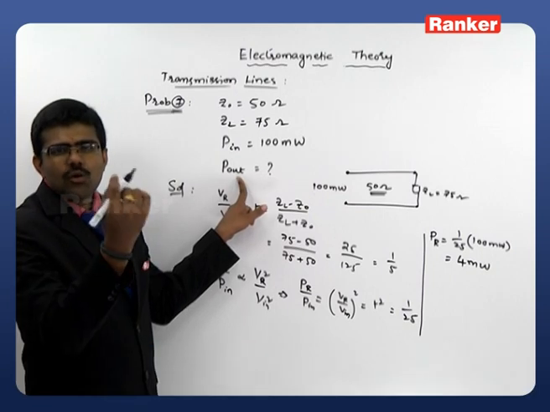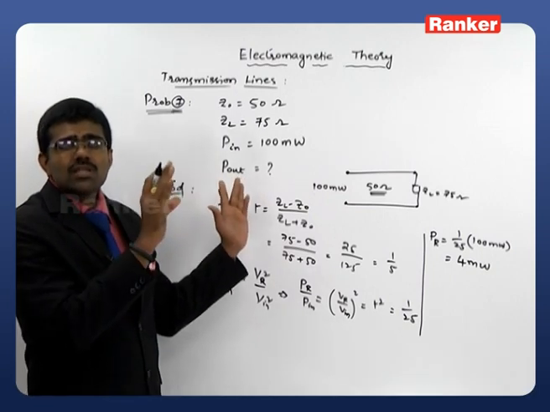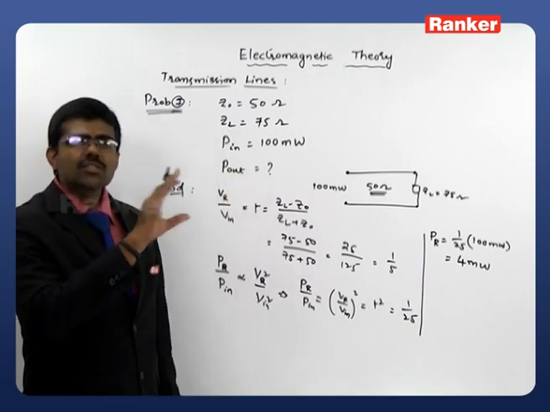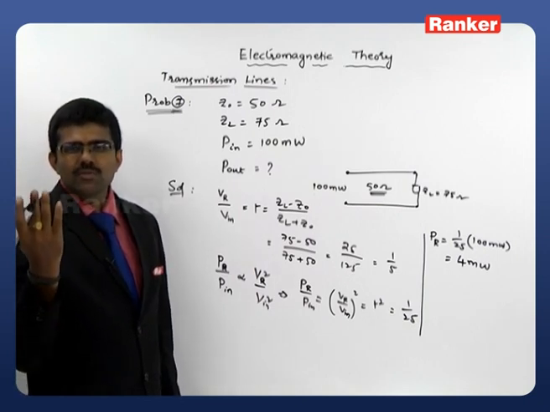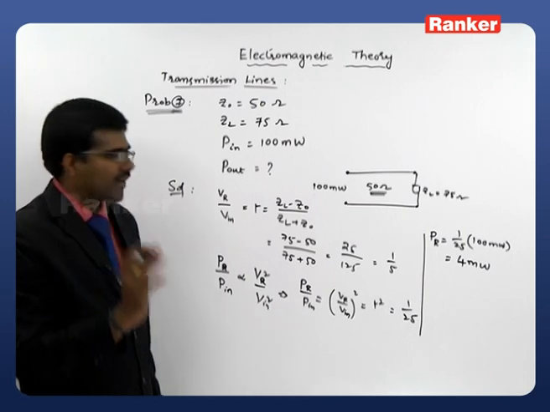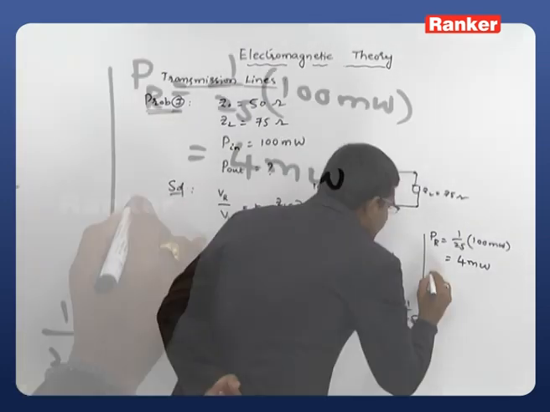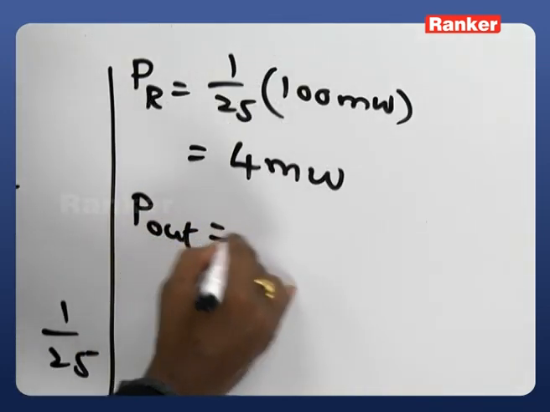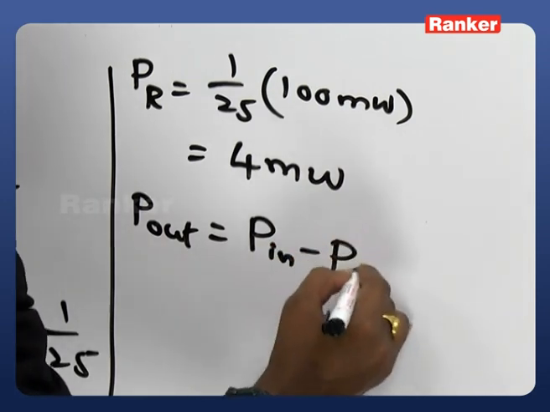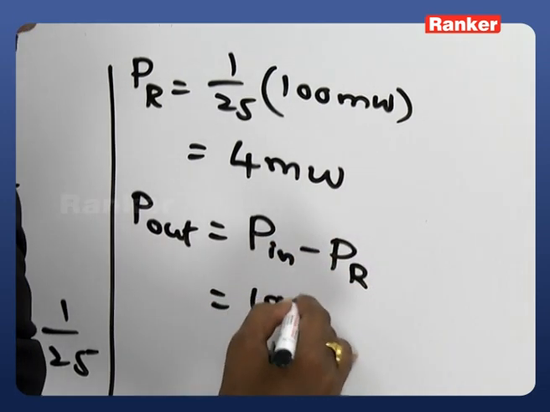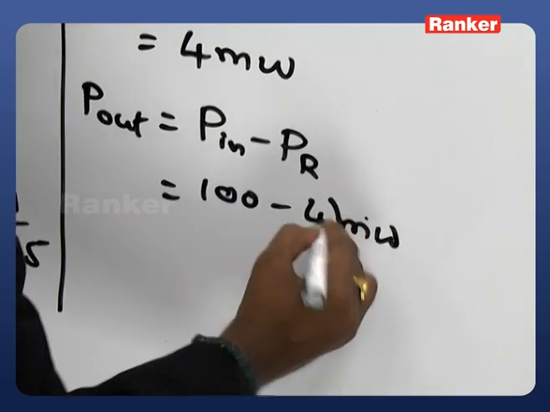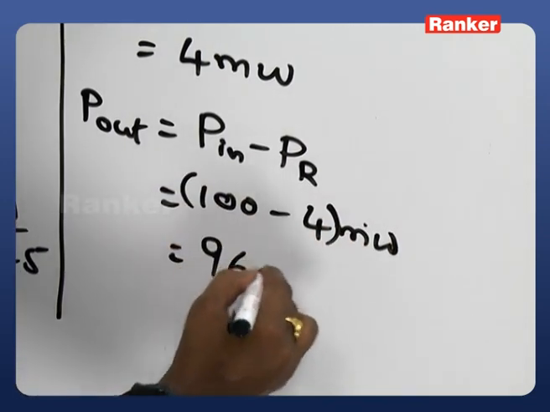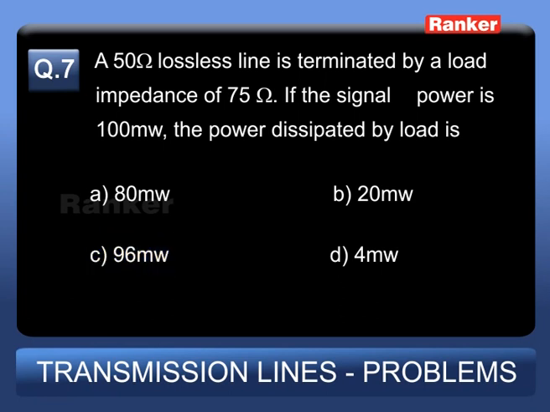Now simply you can observe that power input is equal to power transmitted plus power reflected. Then what about the power transmitted? Power transmitted is equal to P in minus P reflected. So easily you can say that P output is equal to P in minus PR, which is 100 minus 4 milliwatt, which is equal to 96 milliwatt, our answer.